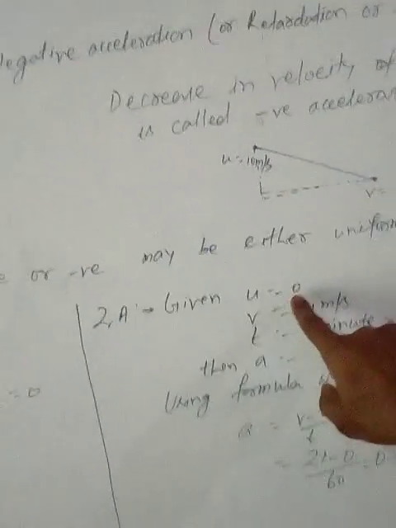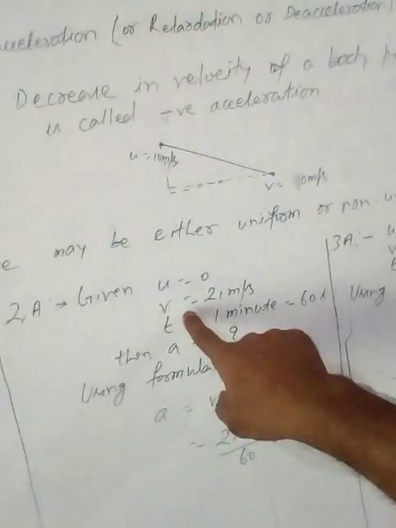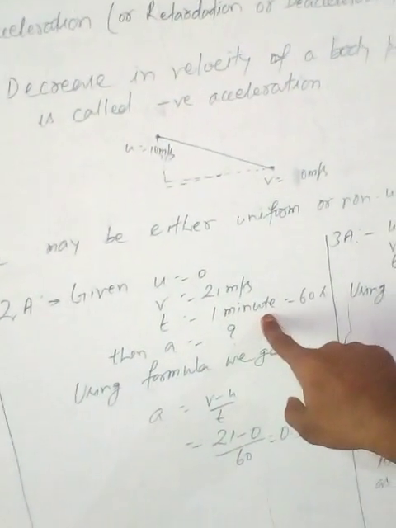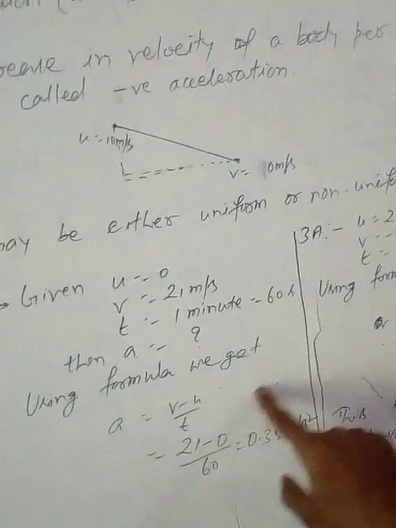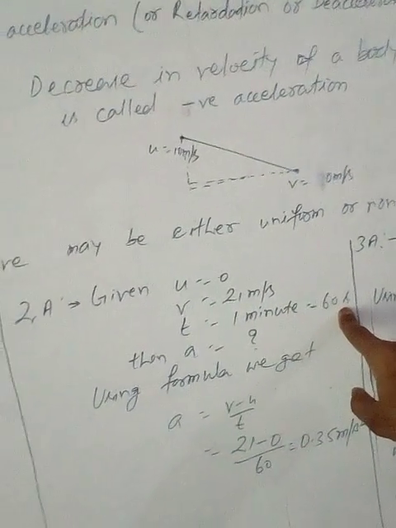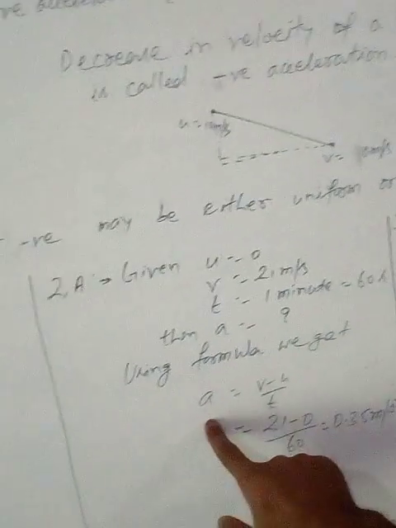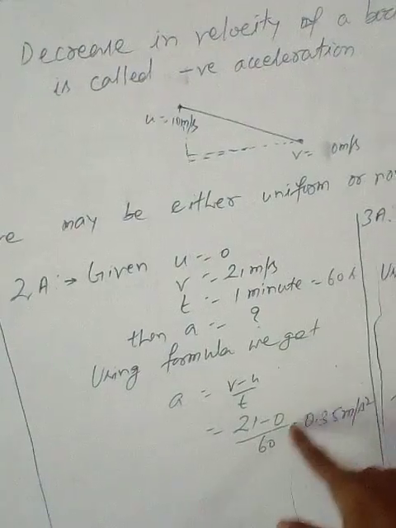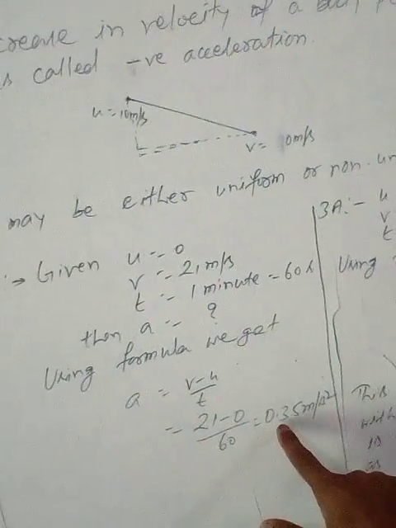So you look on the board. u is equal to 0, v is equal to 21 meter per second, and t is equal to 1 minute. If you have to write the answer in SI units, then you have to change 1 minute into seconds. Using the formula we get a is equal to v minus u by t. So 21 minus 0 by 60 will give you 0.35 meter per second square. So these type of questions are very simple. Just you have to use the formula.